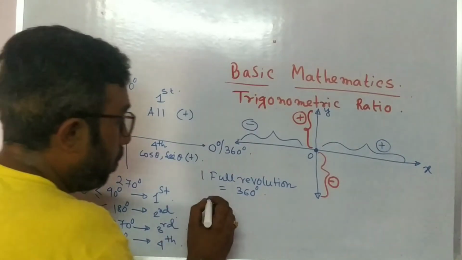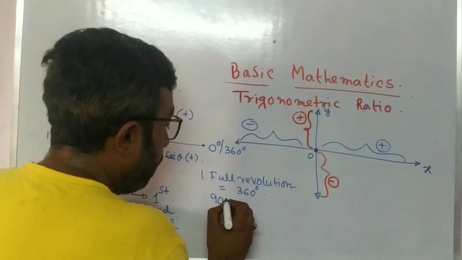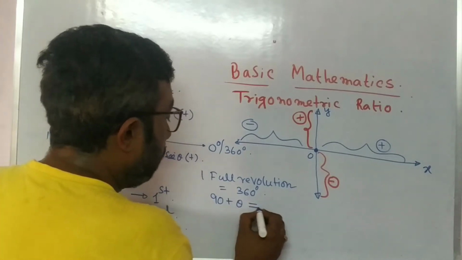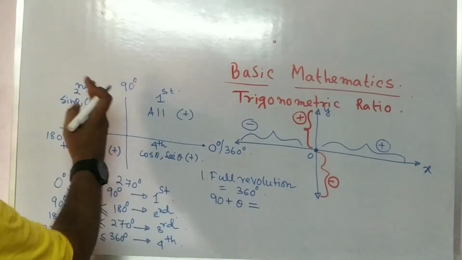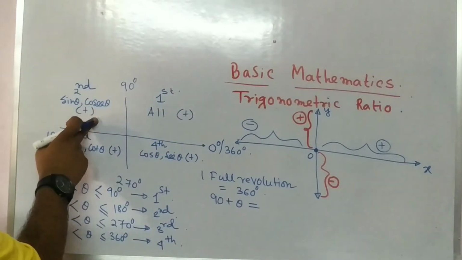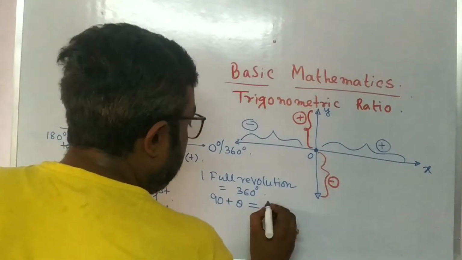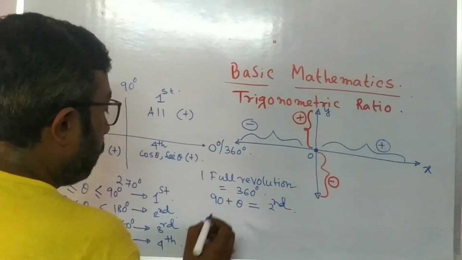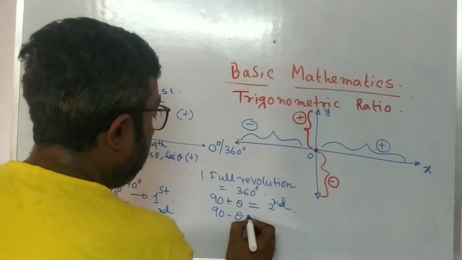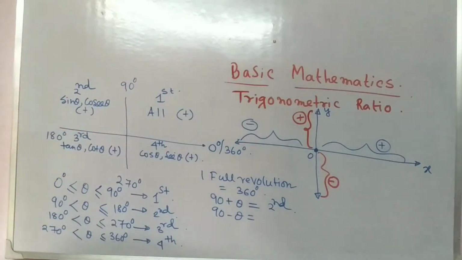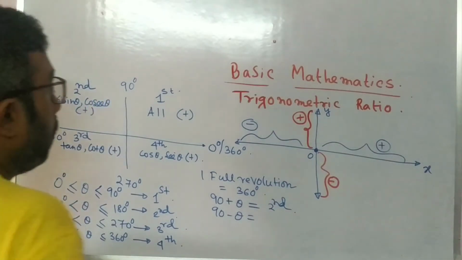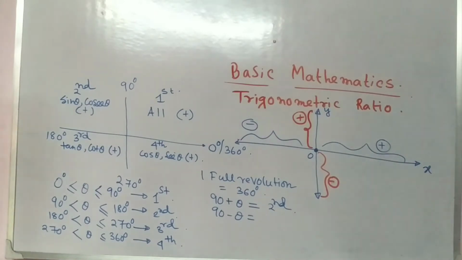If we add something to 90 degree, we get the angle in the second quadrant. The angle lies in the second quadrant, right? So 90 plus theta lies in the second quadrant. If we take 90 minus theta, if we subtract any angle from 90 degree, the angle will lie in the first quadrant.